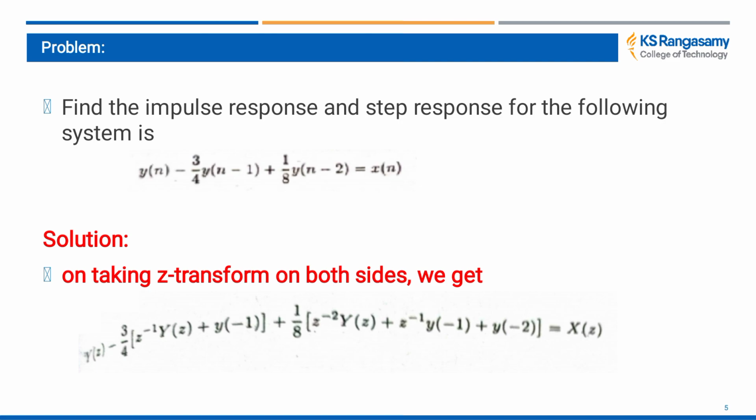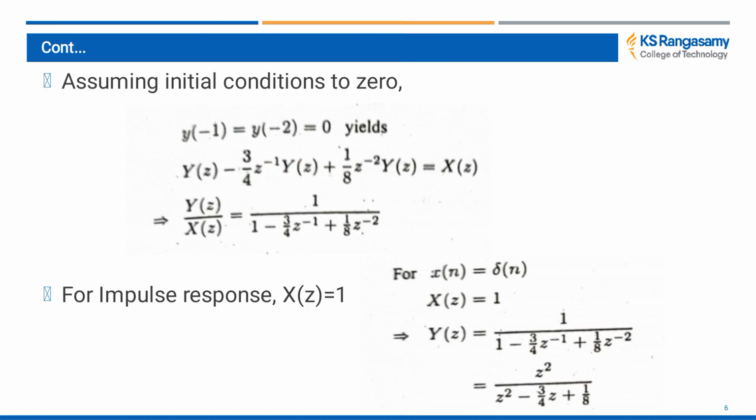On taking the Z transform on both the sides, instead of y of n, if we apply the Z transform, it will be replaced by Y of z. In the second term, we are having y of n minus 1, so that will be replaced by z power minus 1 Y of z. In the third term, it is y of n minus 2, so that will be replaced by z power minus 2 Y of z plus z power minus 1 y of minus 1 plus y of minus 2, which is equal to x of n replaced by X of z.